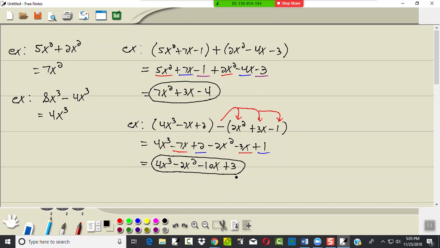Now this is, by the way, standard form. Standard form is when your terms are arranged from largest power down to smallest. X to the third, x squared, x, no x. You should always write it in standard form even if the problem doesn't indicate that.